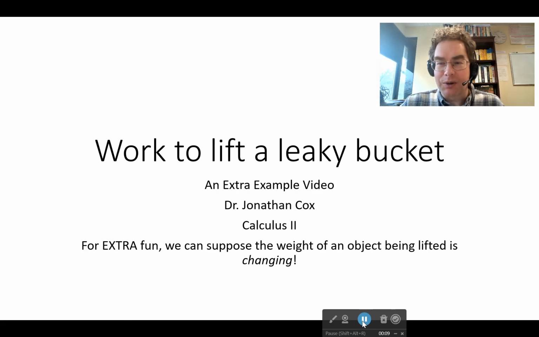Now, we've certainly done some work examples in class, but there are so many different scenarios, so many interesting examples we could do. It's going to be good to have a video on a scenario with a little bit of a twist to it. So, for instance, in class, we did an example where we were lifting an object that was 10 pounds, but the object was always 10 pounds. To make things extra fun and extra interesting, we can suppose that the weight of the object that is being lifted is changing. And that's what we'll do in our example here of lifting a bucket out of a well.